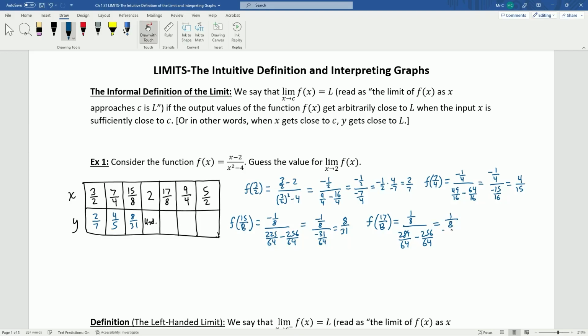That's 1/8 divided by. That's going to be 33/64. Okay, multiply by the reciprocal. 64 divided by 8 is 8. I get left with 8/33. Almost done.